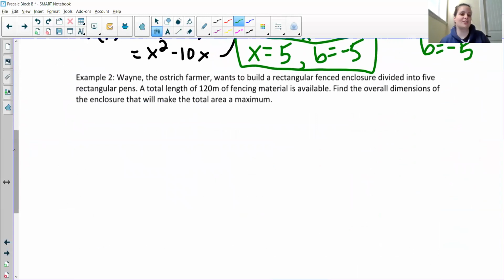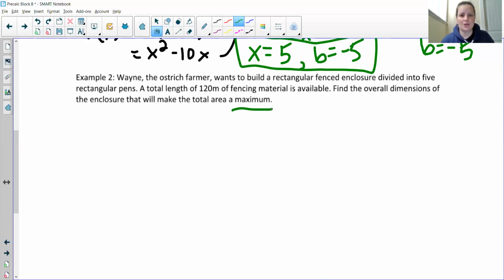Wayne, the ostrich farmer, wants to build a rectangular fenced enclosure divided into 5 rectangular pens. A total length of 120 meters of fencing material is available. Find the overall dimensions of the enclosure that will make the total area a maximum.